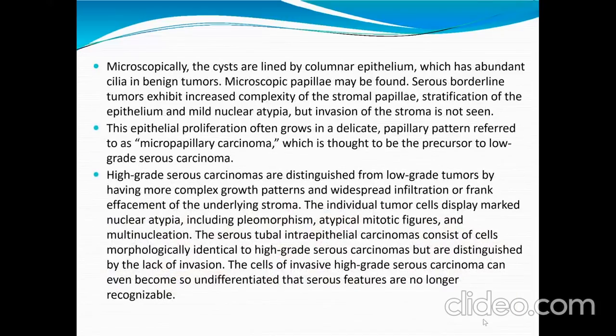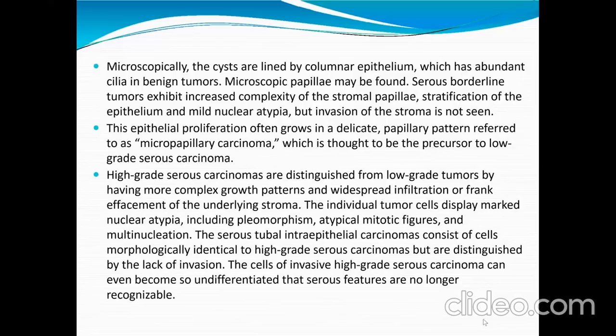Microscopically, the cysts are lined by columnar epithelium, which has abundant cilia in benign tumors. Microscopic papillae may be found. Serous borderline tumors exhibit increased complexity of the stromal papillae, stratification of the epithelium, and mild nuclear atypia, but invasion of the stroma is not seen. These epithelial proliferations often grow in a delicate papillary pattern referred to as micropapillary carcinoma, which is thought to be a precursor to low-grade serous carcinoma.